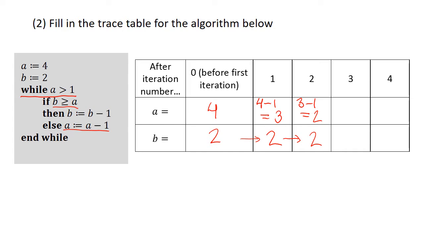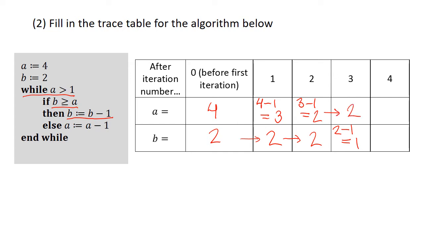All right, and then we're going to check the loop again. Okay, so we check the while condition again. A is still greater than 1, so we are going to do the loop. And now we check, is B greater than or equal to A? So now this is actually true because they are both 2, so that is true. So we'll do the then. So for the then, B is going to be redefined to be B minus 1. So this is 2 minus 1, which is 1. And this time nothing happens to A, so A just gets copied over, so that'll still be 2.